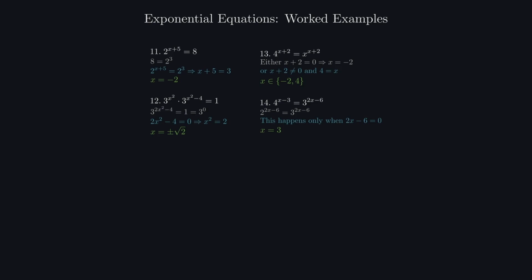Two more slightly trickier exponential equations. Example 15, 2 to the x times the cube root of 4 equals the cube root of 16. Converting everything to base 2, 2 to the x times 2 to the 2/3 equals 2 to the negative 4/3. Matching exponents, x plus 2/3 equals negative 4/3, so x equals negative 2.